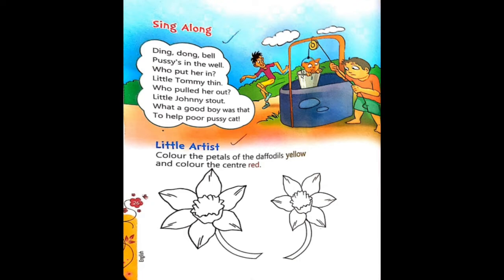Okay. Now, what is the next activity, children? Yes, color the petals of the daffodils. Yeah, what color should you give? You should color the petals of the daffodils yellow color and the center you should color with red color. Okay, children? Now you have to color using a crayon only. Okay? Color it neatly.